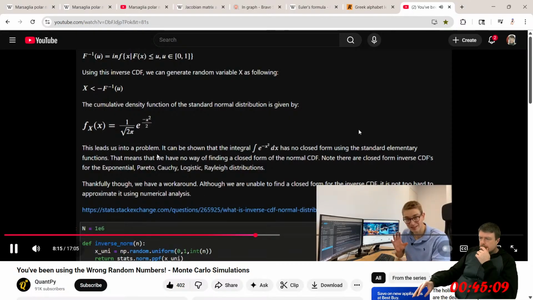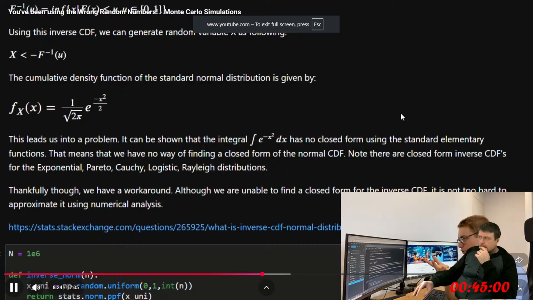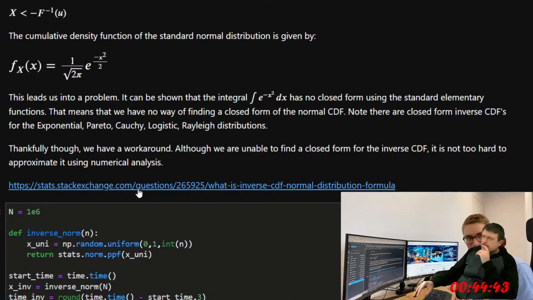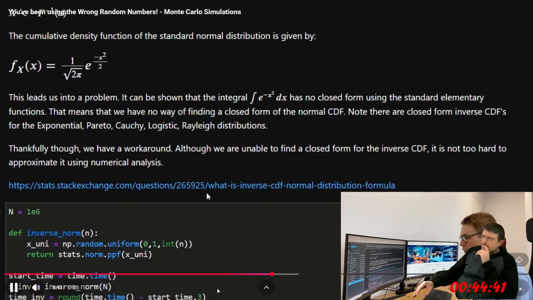That means we have no way of finding a closed form for the normal CDF. Important to note that this is a difficult distribution to work with because there are closed form inverse CDFs for the exponential, the Pareto, the Cauchy, the logistic, the Rayleigh distributions, you name it. But unfortunately, for the normal distribution, we can't. Now, thankfully, we have a workaround, and although we're unable to find a closed form solution for the inverse CDF, it's not too hard to approximate it using numerical analysis. And I've left a link here that can direct you to the right places for that.